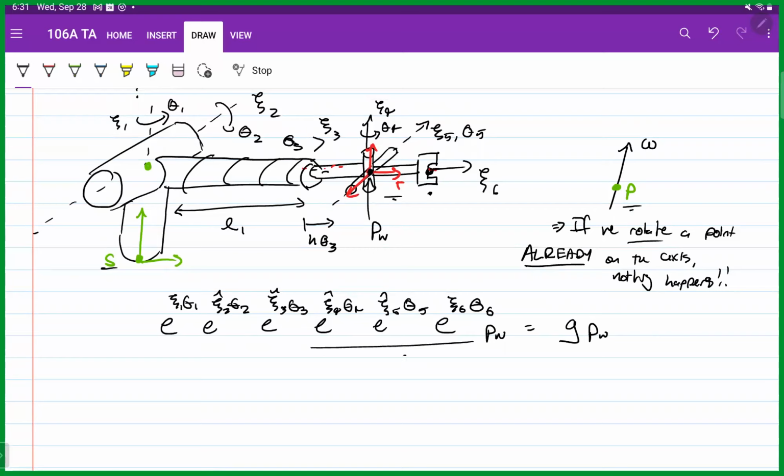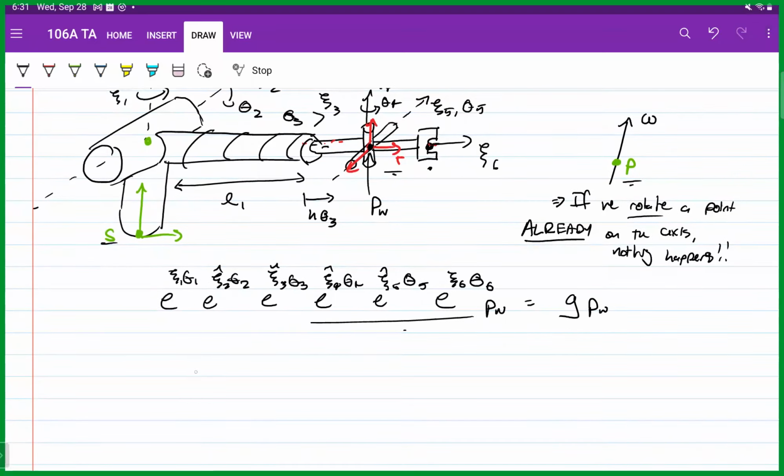We know they're having no effect on this point PW, so we don't need to write them there, okay? So that knocks out all 3 of those for us. So now we're just left over with e to the Xi1 theta 1, e to the Xi2 hat theta 2, e to the Xi3 hat theta 3, multiplied by that same point PW, because it hasn't been transformed at all, no matter what these angles are, is equal to that matrix G we defined earlier times that same point PW. Okay, so does anyone have any questions about what we did there?